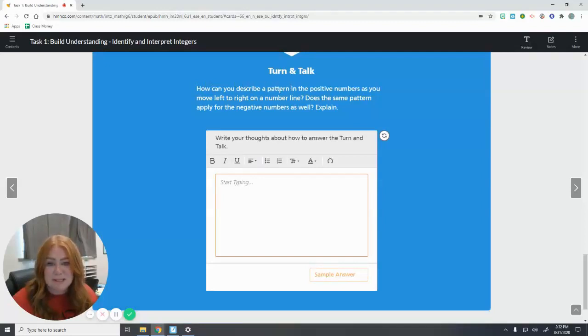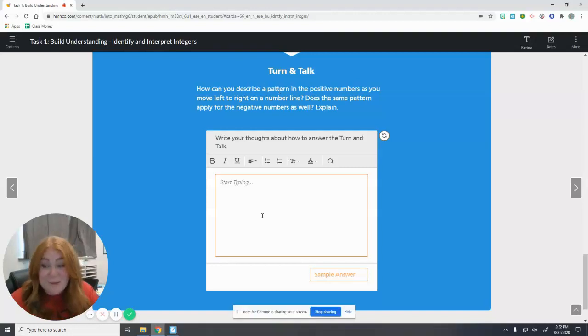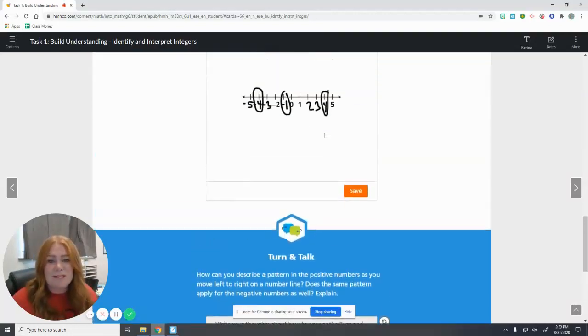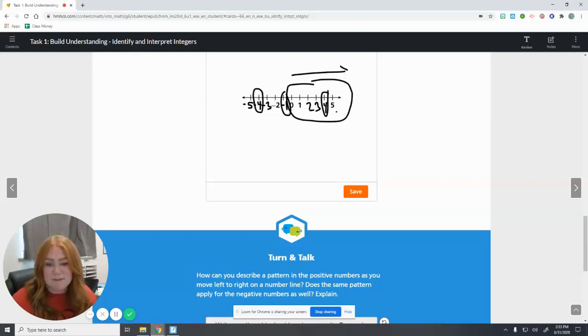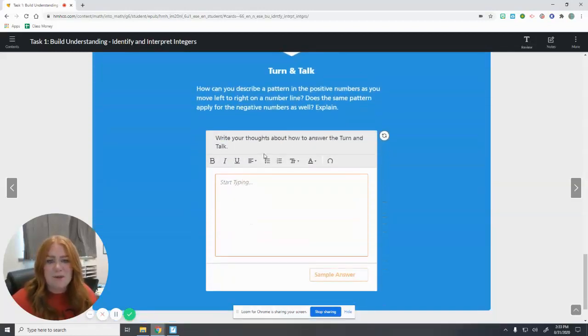Another turn and talk wants us to describe a pattern in the positive numbers you see as you are moving. Okay. So we're going to look at this number line, and you're going to describe any patterns you see as you move in the positive direction. And then look and see if that same pattern applies in that negative direction. So go ahead and we're going to pause the video and look for patterns on the positive side and see if the same pattern happens on that negative side.